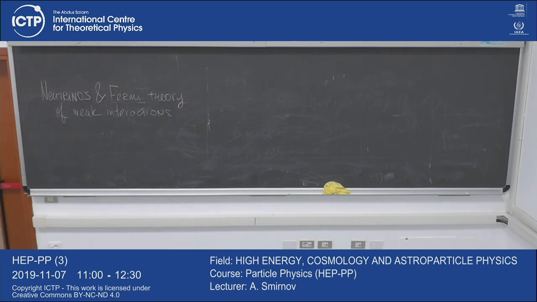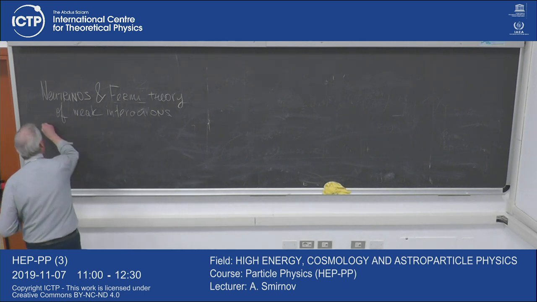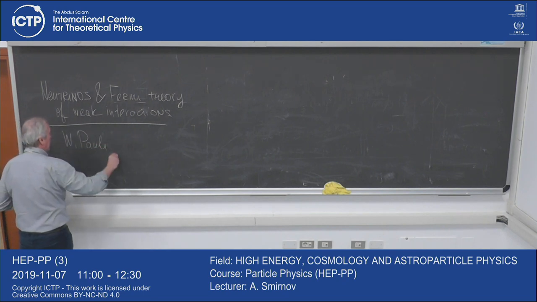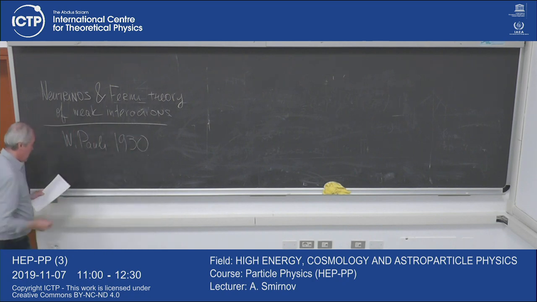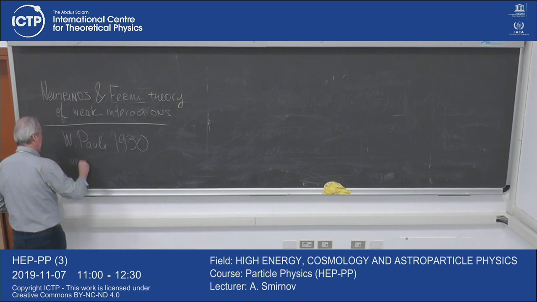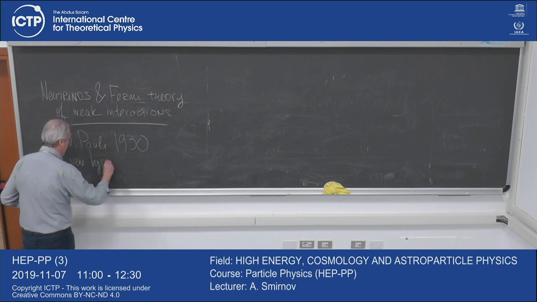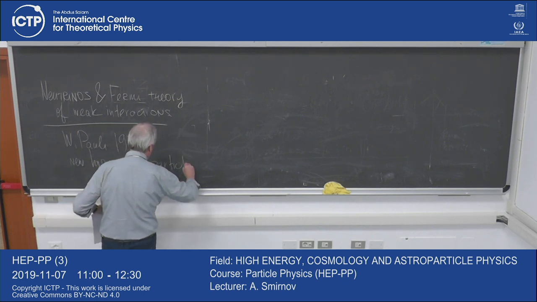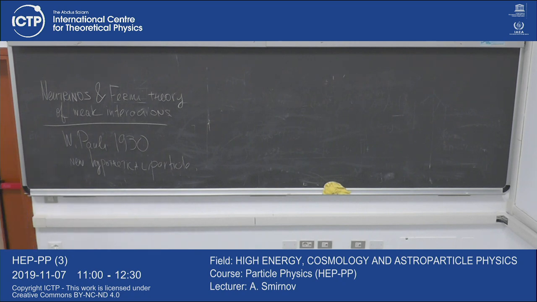So we discussed discovery of neutron last time. Today we'll start with hypothesis of Wolfgang Pauli. In 1930, who introduced new hypothetical particle to resolve the problems with beta decay, with paradoxes which have been observed in beta decay.